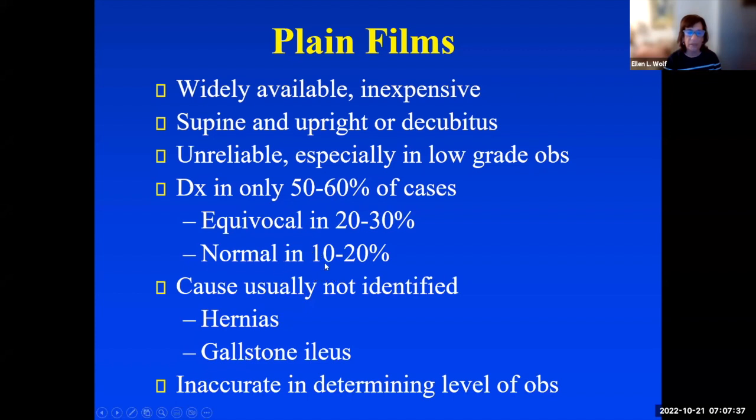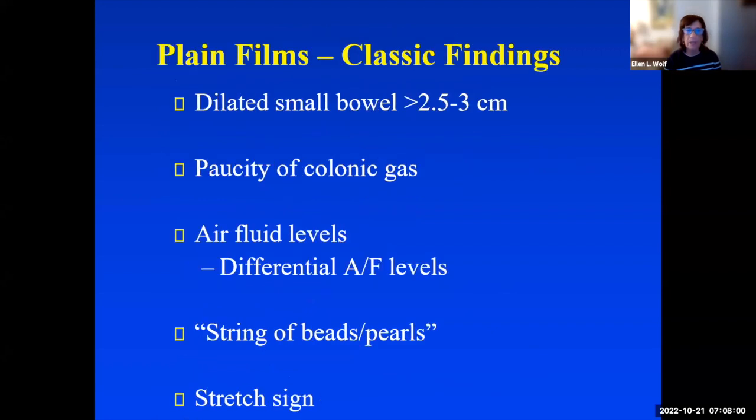Instead, in some cases of hernias and gallstone ileus, we might see characteristic findings on plain film, but usually we can't identify the cause. When we do diagnose small bowel obstruction on plain film, it's inaccurate in determining the level of obstruction. Is it high obstruction, low obstruction? They are inaccurate.